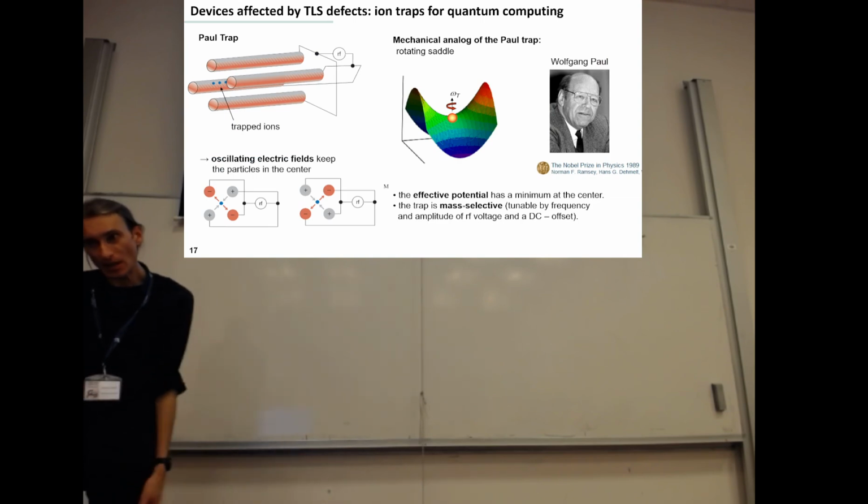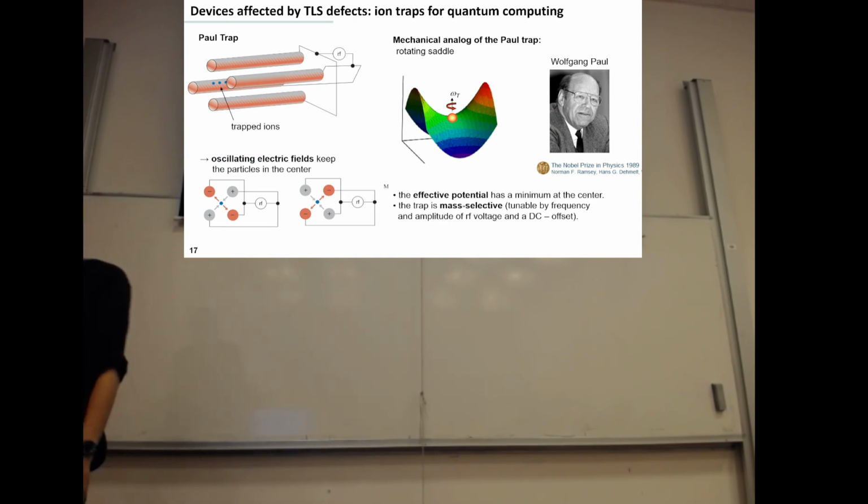So many quantum devices are of course affected by this TLS. One example are ion traps. So the classical version of an ion trap is this Paul trap here, where basically you are able to align some atoms here on a string in the middle of these electrodes. And you do this in the following way. If you look at the cross section here, you will see that two opposing electrodes are put on the same electrical potential, and the others are basically on the other polarity of that. So you just connect those using an RF source, so high frequency source.